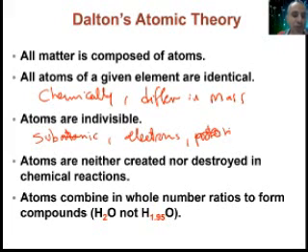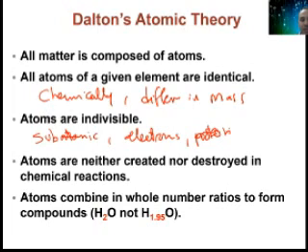The fourth postulate is that atoms are neither created nor destroyed in a chemical reaction, which is called the law of conservation of mass. And this is a correct postulate, at least within chemical reactions. It is possible to destroy atoms in a nuclear reaction, which is not a topic of our course.